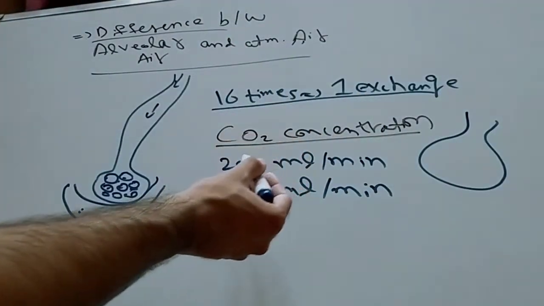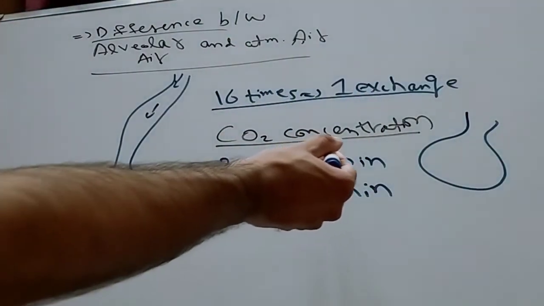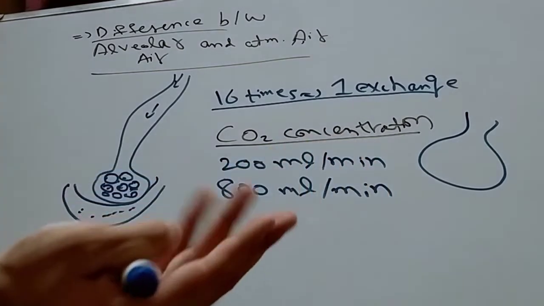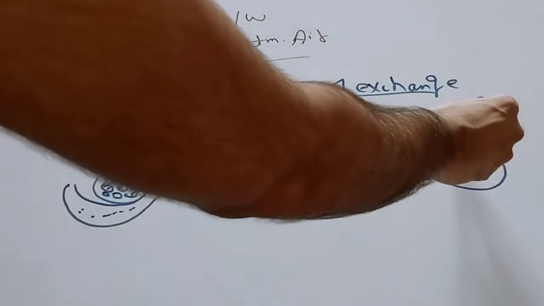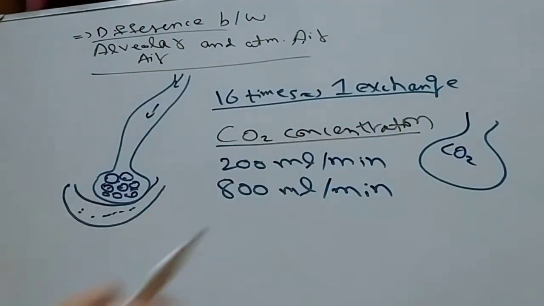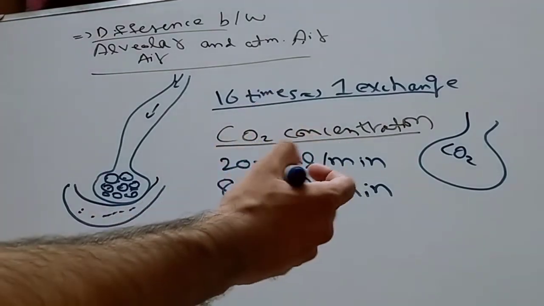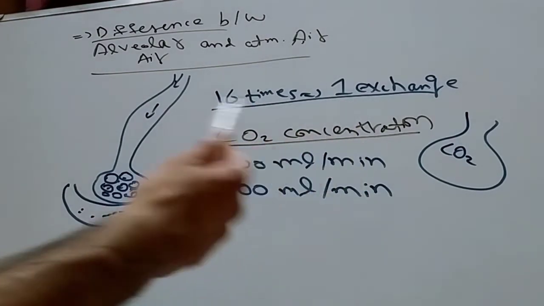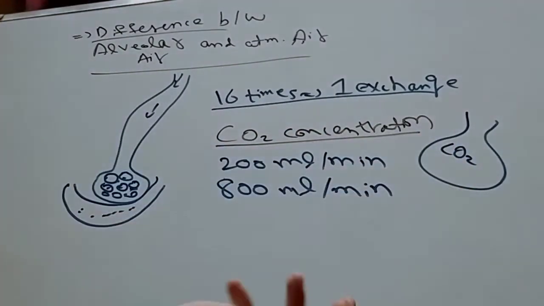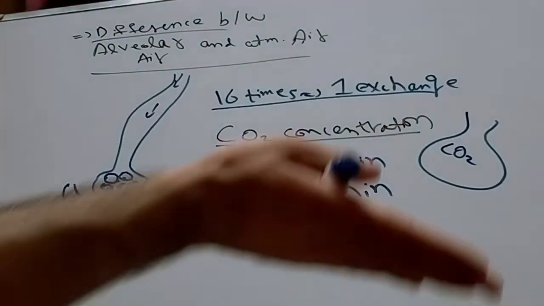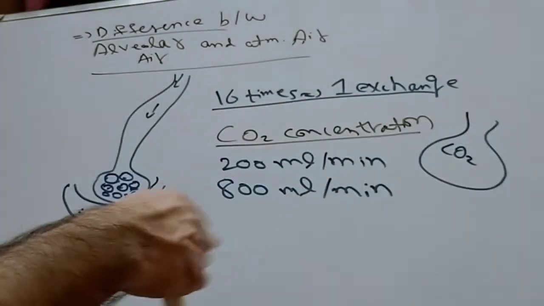So during the normal circumstances 200 ml per minute of carbon dioxide is diffused from the capillary into the alveoli. So that is the normal partial pressure of carbon dioxide. In the case of 800 ml per minute during exercise, the more carbon dioxide would be diffusing from the capillary into the alveoli, so the more would be the partial pressure of carbon dioxide in the alveoli.